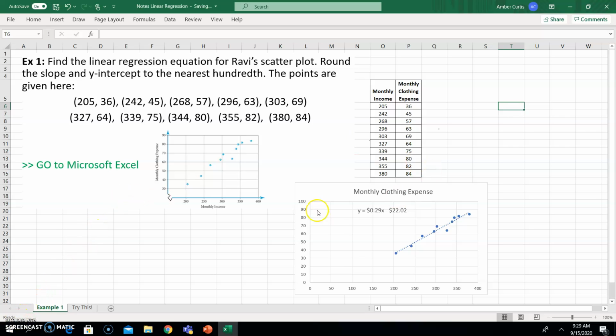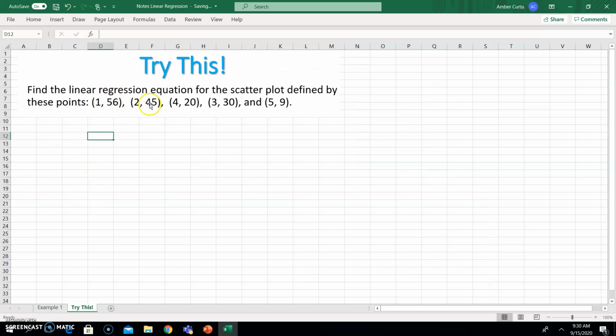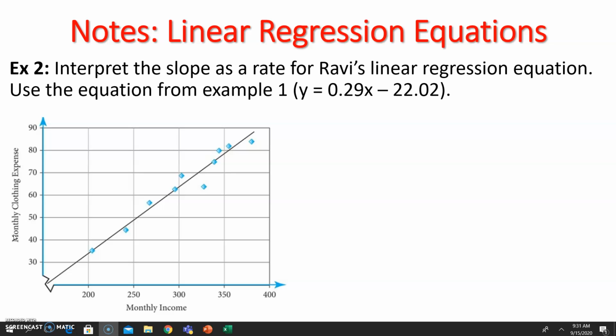All right, so now that we have this one finished, I want you to try one. Find the linear regression equation for the scatter plot defined by these points. Now remember the steps. Step 1, make a table. Step 2, highlight that table. Step 3, insert scatter plot. Step 4, right-click the data, add trend line. And step 5, display the equation. Give it a try.